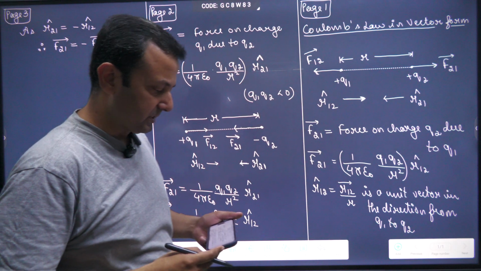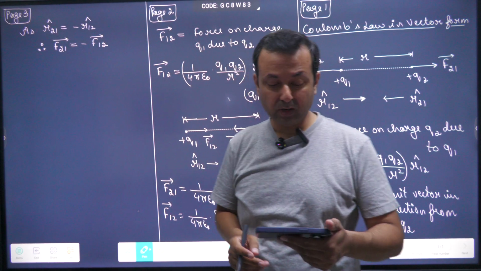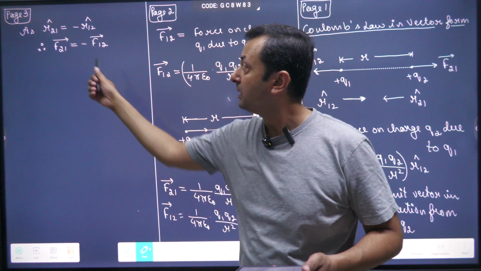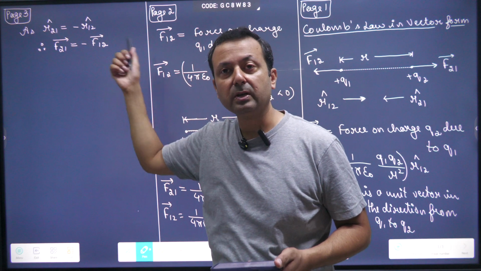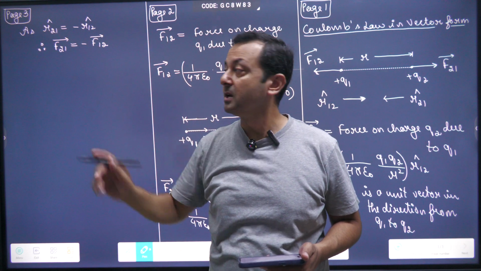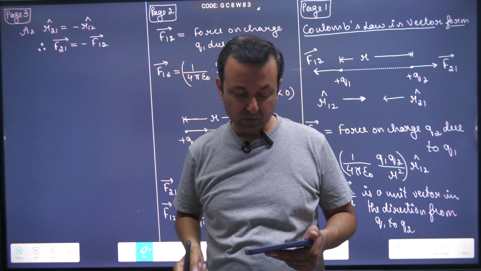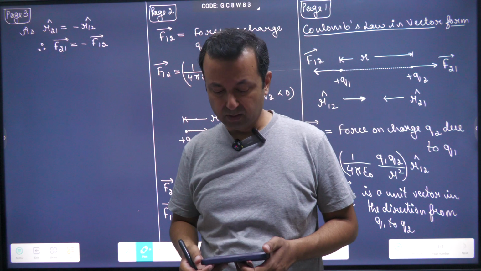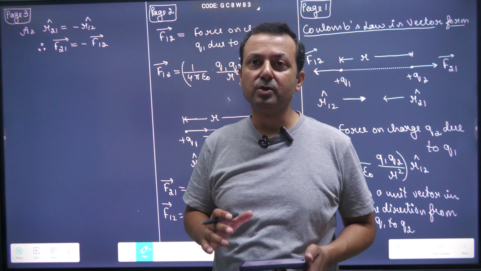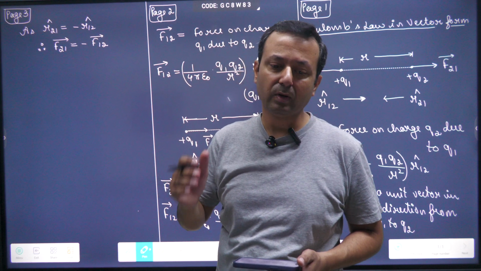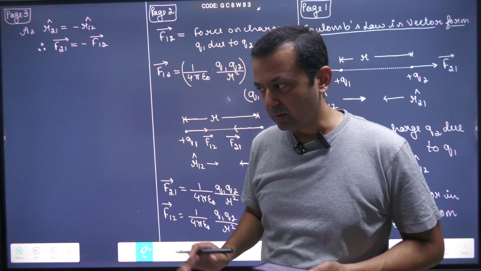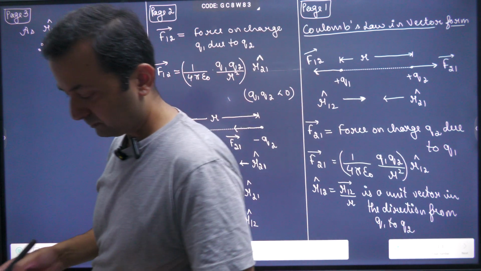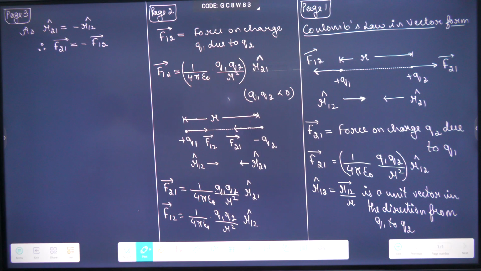This means that the two charges exert equal and opposite forces on each other. Opposite means we have expressed these opposite forces by this minus sign. So Coulombian forces obey Newton's third law of motion: to every action there is an equal and opposite reaction. You understand this? Okay. Now next move.